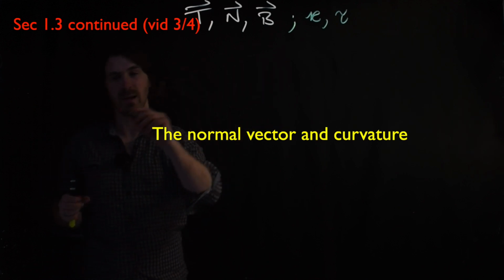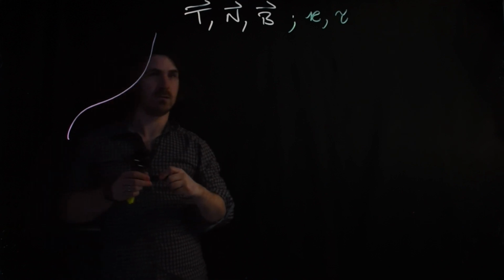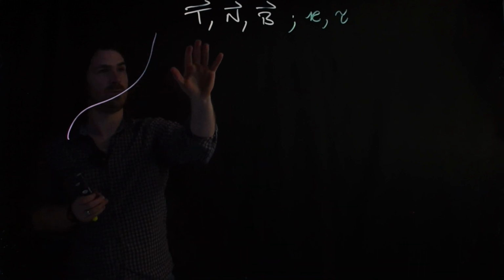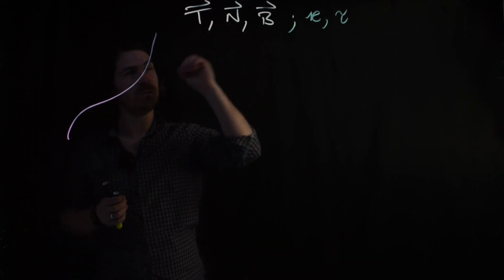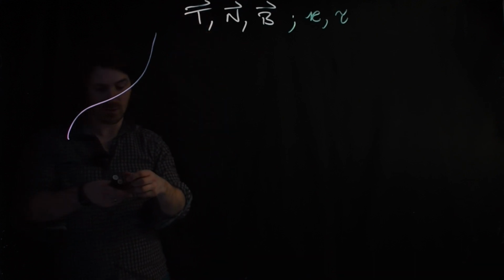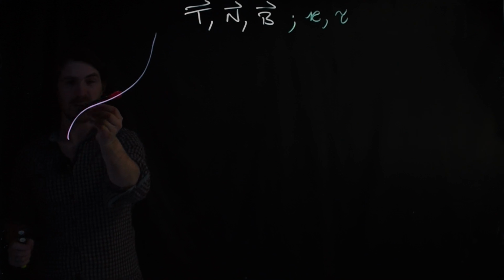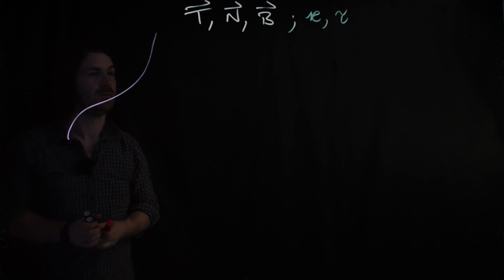Okay, so last time we looked at a curve and we studied this tangent vector t. We've got three unit vectors: the tangent, the normal, and the binormal. Last time we looked at this tangent vector. It's a unit vector that points in the direction that is the tangent of the curve at each point along the curve.